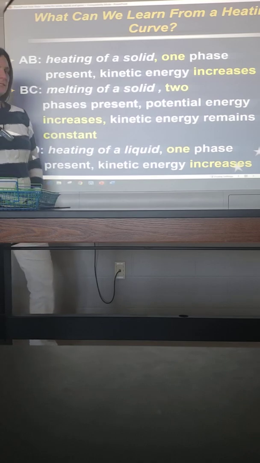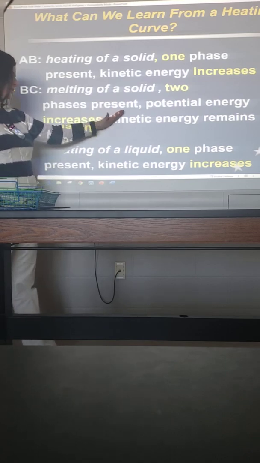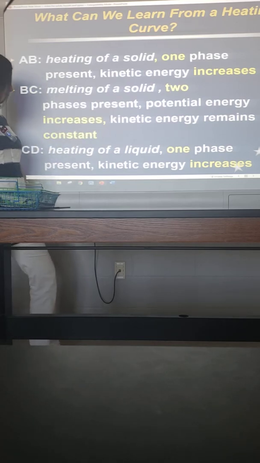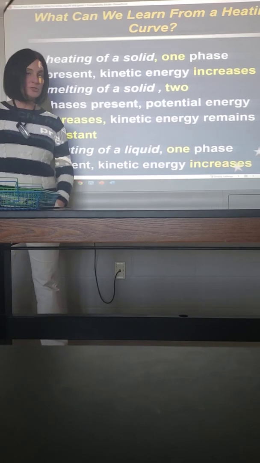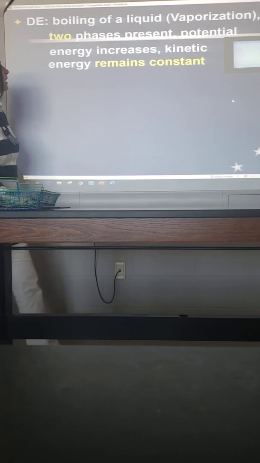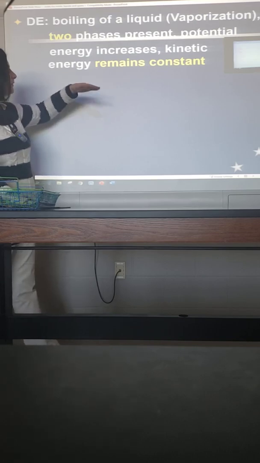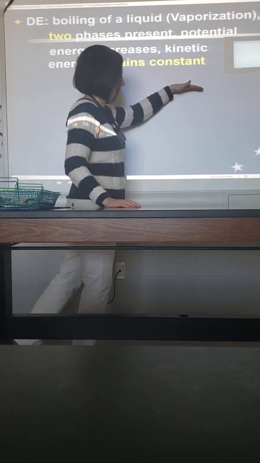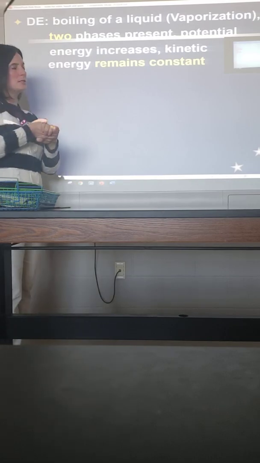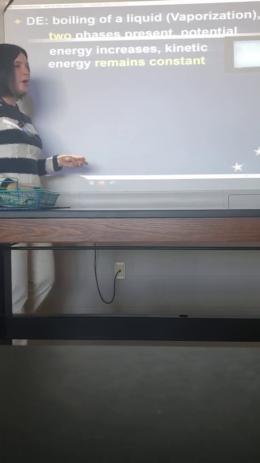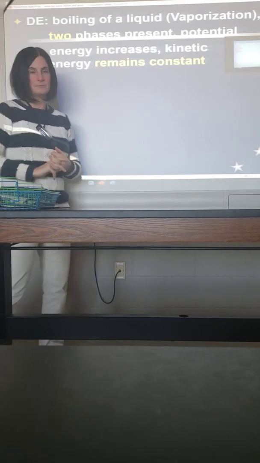Then as you go from C to D, this is where it starts to rise again. You get that angling up on the graph. It's the heating of a liquid. You only have liquid, so there's one phase present. Kinetic energy is matching what temperature is doing, which is increasing. And then finally, D to E. This is another plateau area. This is when you have reached probably that 100 degrees Celsius. The temperature is constant, 100, 100, 100, 100. And because the temperature is constant, the kinetic is constant, okay? 2 phases, it's a plateau, potential is changing, the 3 P's.